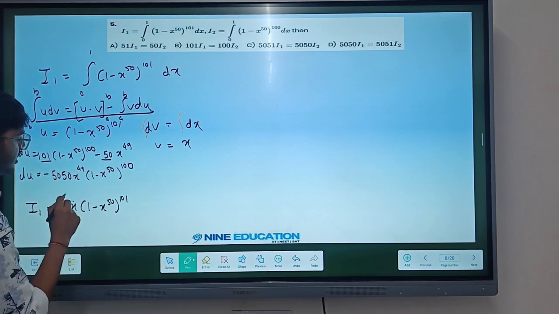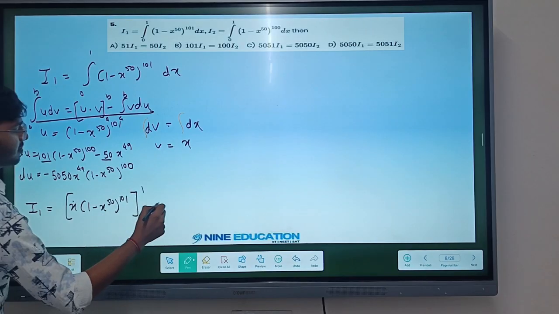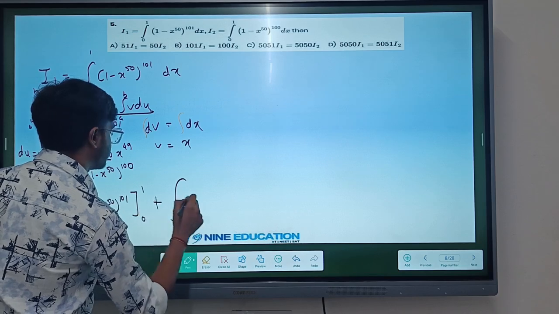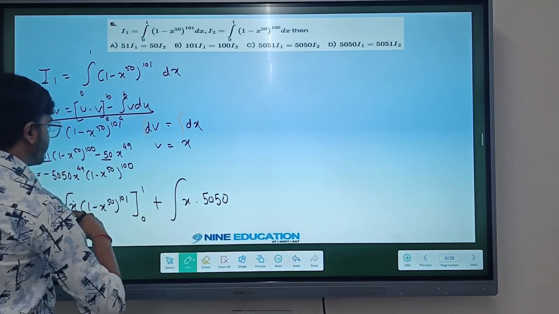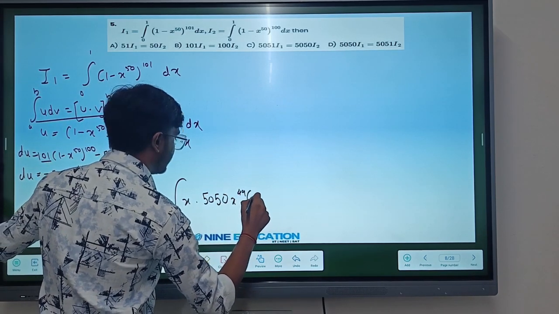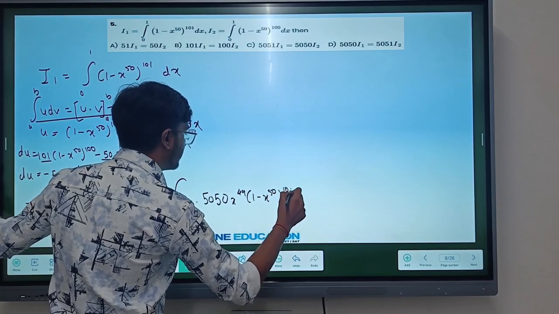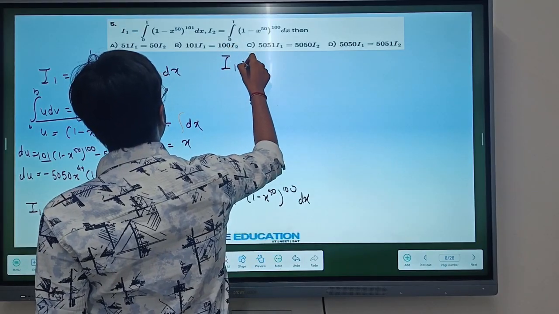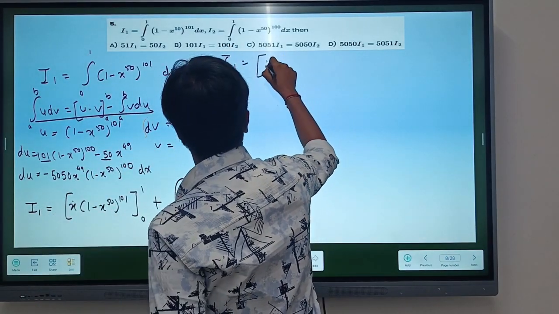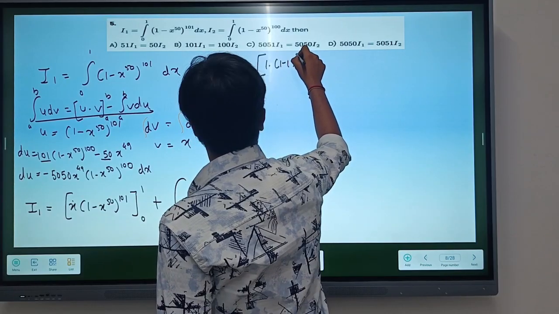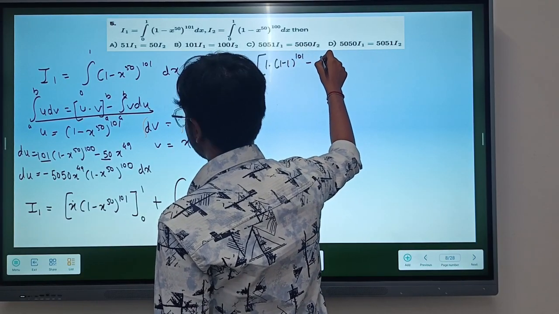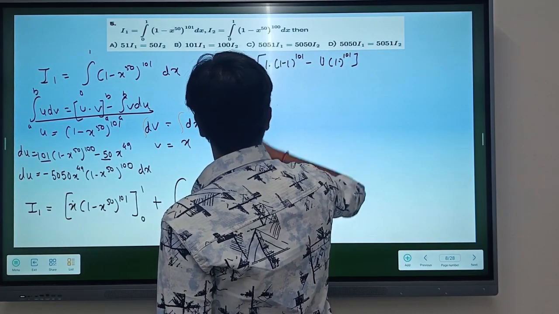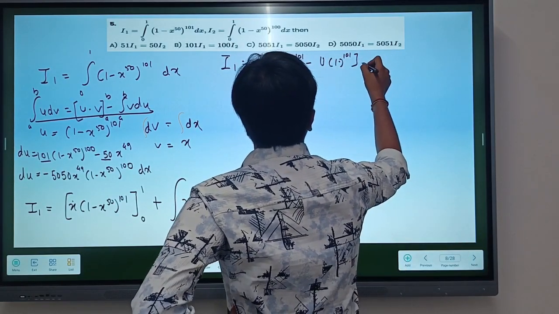So what are the limits here? u into v limits are 0 to 1, minus integral of v du. v is x, du is minus 5050, so minus minus becomes plus, 5050 x^49 (1 minus x^50)^100 dx. So I1 is equal to, if I substitute the limits, if you substitute 1, you get 1 into (1 minus 1)^101, which is 0, minus, if you substitute 0, 0 into (1 minus 0)^101, which is also 0. So after applying limits, I am getting this as 0 only.